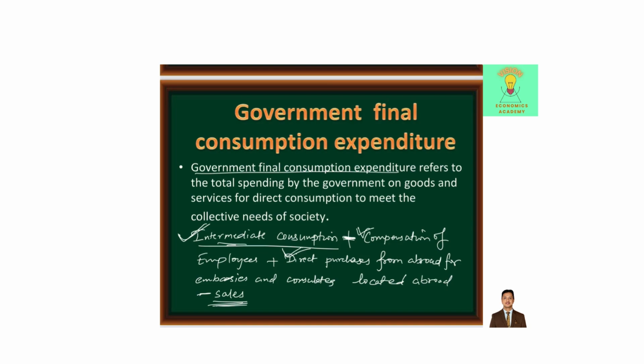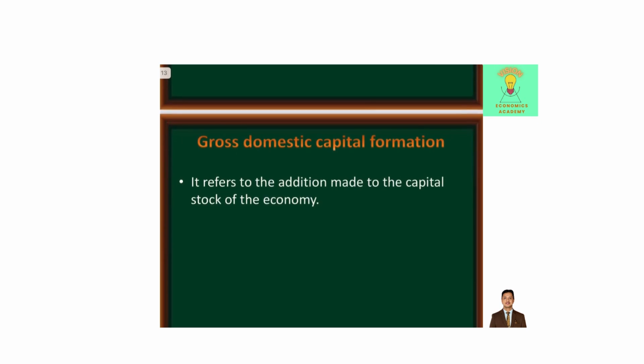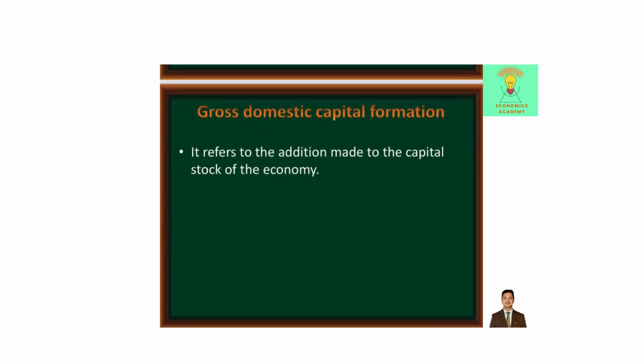Now the other component is government gross domestic capital formation. Gross domestic capital formation. Just imagine you are building a business. To grow your business, you need to buy machines, right? You need to build factories. You need to store raw materials.